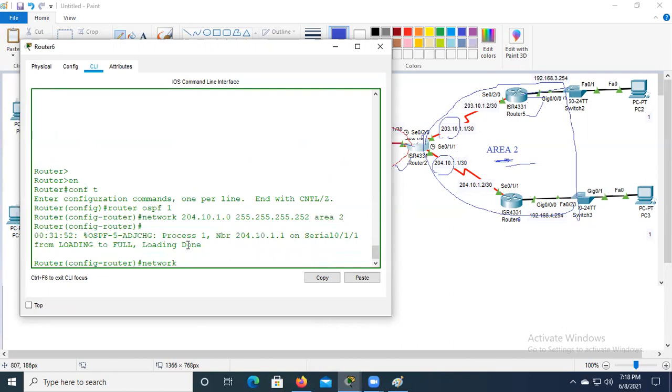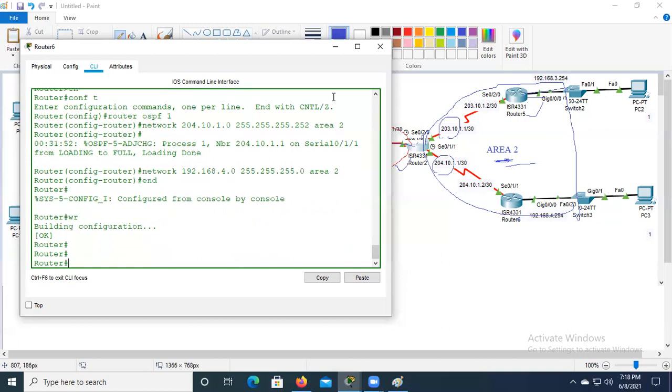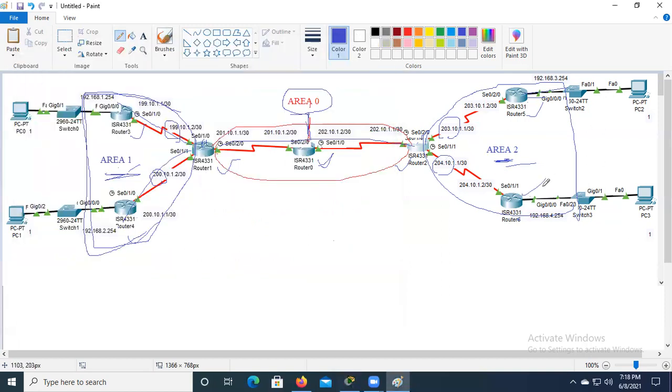If I don't give the network command, then what will happen? Other routers will not have this LAN network. The LAN network is 192.168.4.0, 255.255.255.0 in area 2 as well. Then end. That's it. So this router is also done.